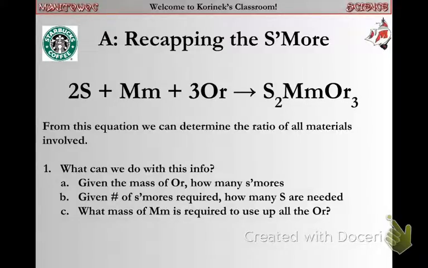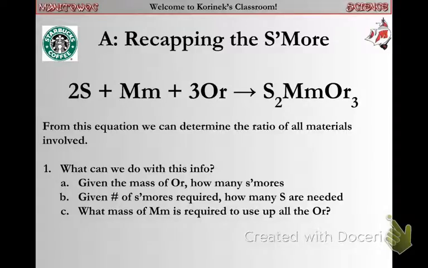So what can we do with this info? Well, if we're given the mass of the chocolate, we could essentially figure out how many s'mores there were by knowing the ratio between chocolate pieces and s'mores, being 3 to 1. If we're given the number of s'mores required, we could figure out how many graham crackers we would need. And then finally, we could figure out what mass of marshmallow would be required to use up all of the chocolate pieces we'd have in our household. So there's a lot that we can do with this single equation.